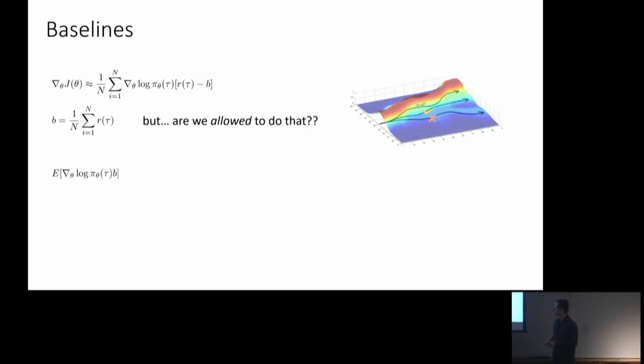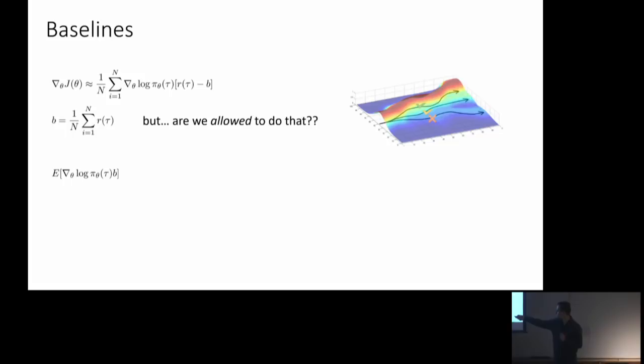So let's prove that this is unbiased. In order to prove that this is unbiased, what we have to prove is that if we distribute this grad log pi, we get grad log pi times r minus grad log pi times b. The second term, the one multiplied by b, in expectation comes out to 0. And that's what we're going to prove.